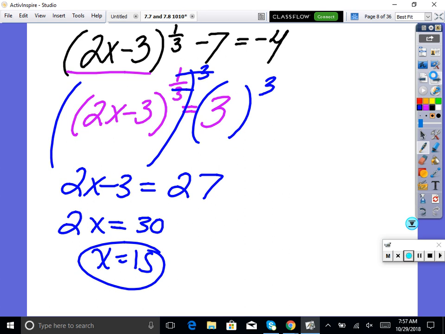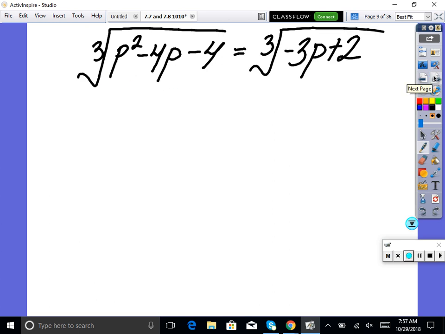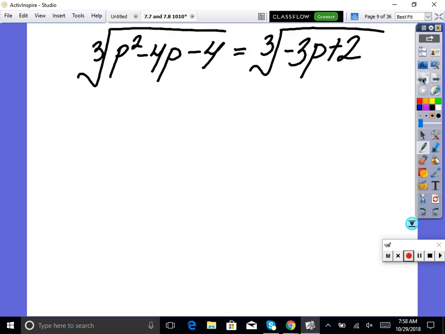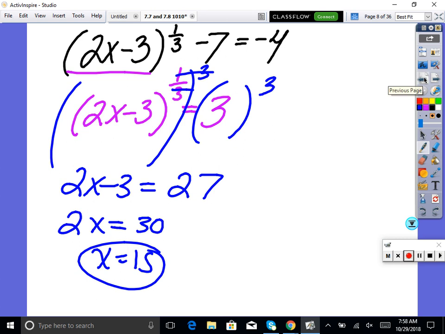So now, don't let this throw you off. This example here, I was thinking they were going to do one a little bit harder than that. Like, what if this would have been raised to the 2/3 power?